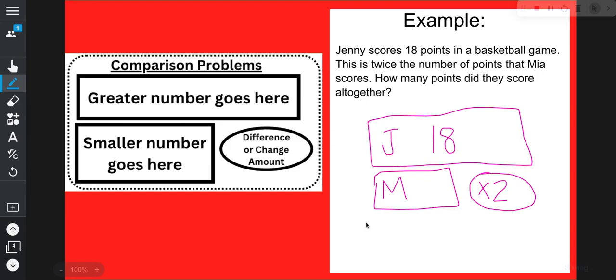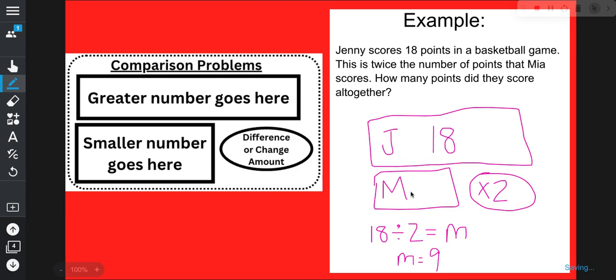So we can write the equation now of J divided by 2 equals M. Or we could say 2M equals J. But to solve it, we're going to do our 18 divided by our change amount 2 to get Mia's amount M. And we find out that Mia scored 9 points.